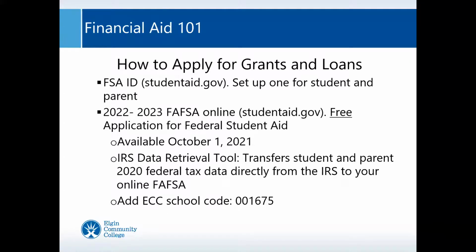If you are under 24 years of age, you will also need to have one parent set up a FSA ID, since they will be required to complete the parent portion of the FAFSA. There are a few exceptions to this rule, such as if a student is married, so check with the financial aid office if you have any questions.